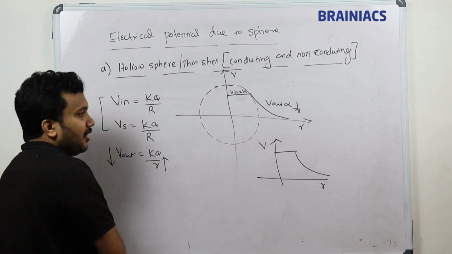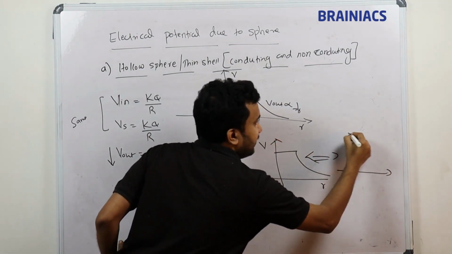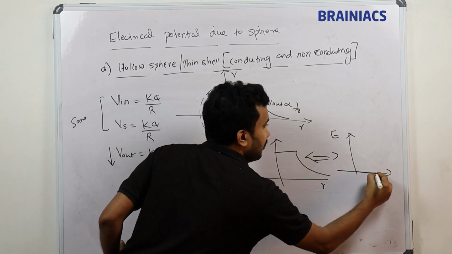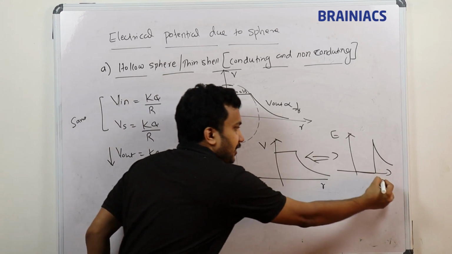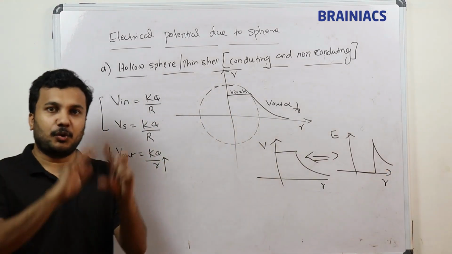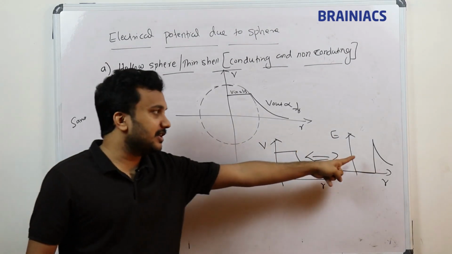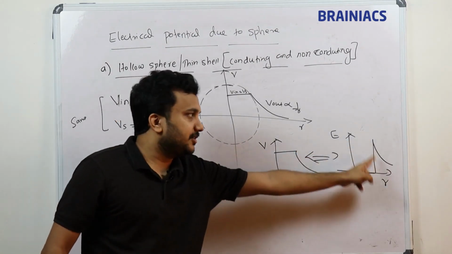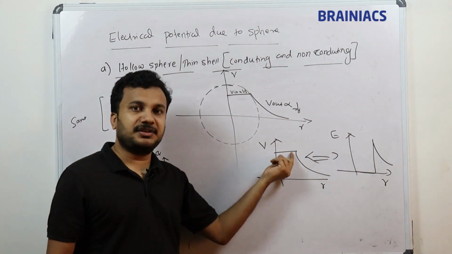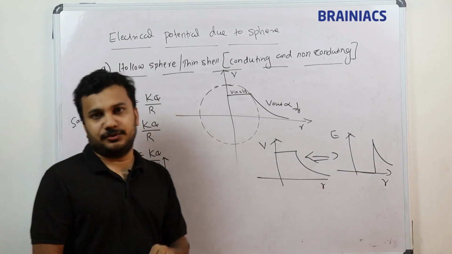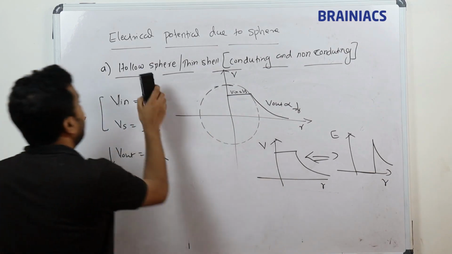But at the same time, what is the corresponding plot here for electric field intensity? What is the electric field intensity inside? 0. At the surface we have a value. So this is the corresponding plot for electric field intensity with respect to distance for a hollow or thin spherical conducting or non-conducting sphere, because the electric field inside is 0, and it has a value only at the surface and outside, but potential is constant throughout inside to the surface. Okay, hope this is clear, and we'll move to the next heading.